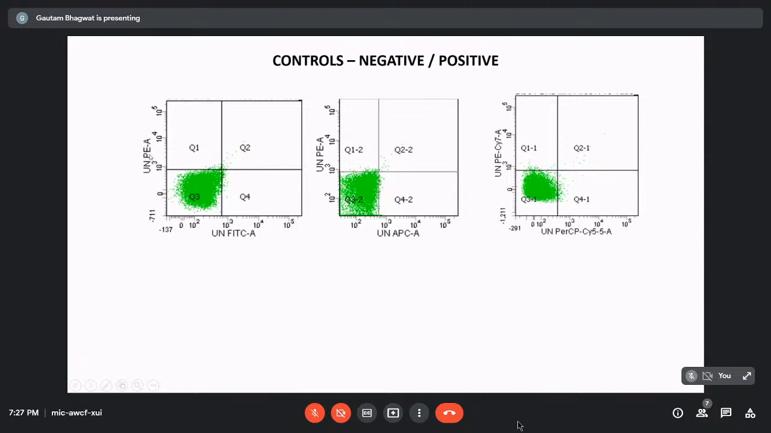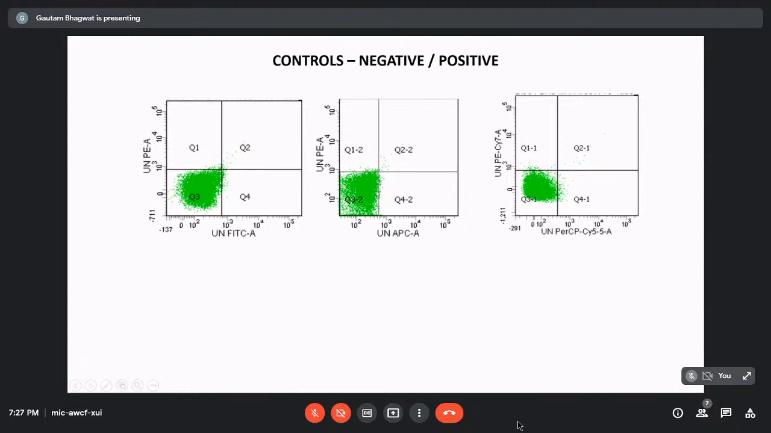So for example, in this FITC PE, we have not put any stain. Still these are giving me some emission, and they are over here. So whenever I have to call something positive for this blast, they will have to be above this range. Same way for APC, it has to be somewhere above this.